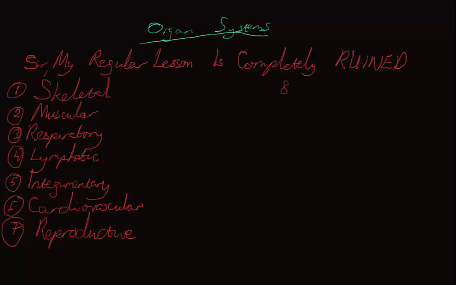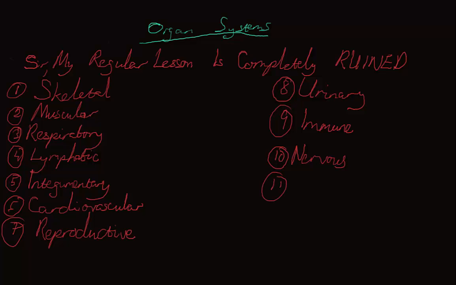and on to the eighth one, U will be for the urinary system, I will be for the immune system, N will be for the nervous system, E will be for the endocrine system, and D will be my all-time favorite, the digestive system.